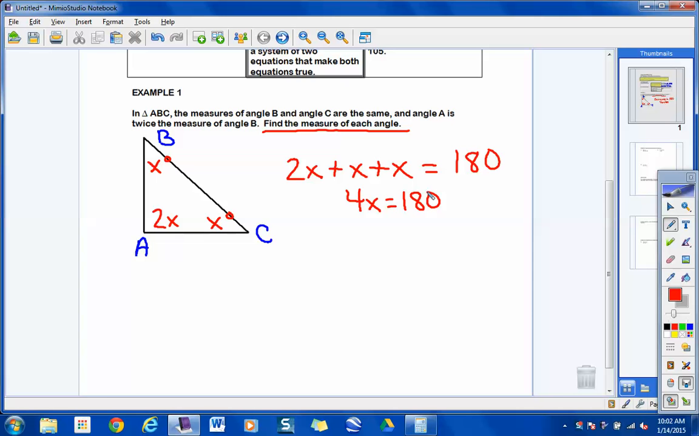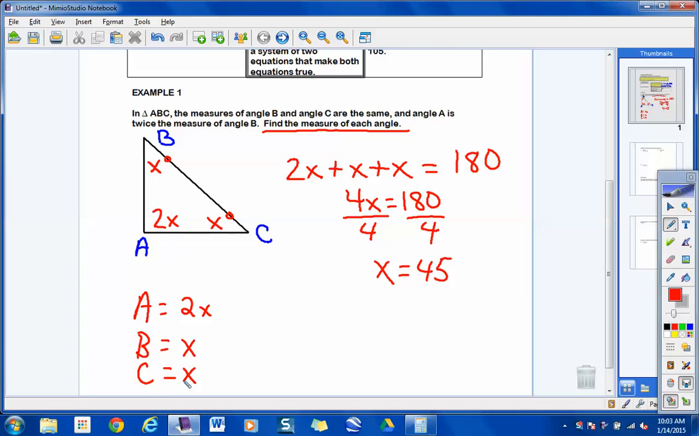So right here, gang, we already know that my x value is 45. Now, I want to go back to the question up here. It says to find the measure of each angle. Angle A right here says to take 2 times x, doesn't it? Angle B is equal to x. And angle C is also equal to x.